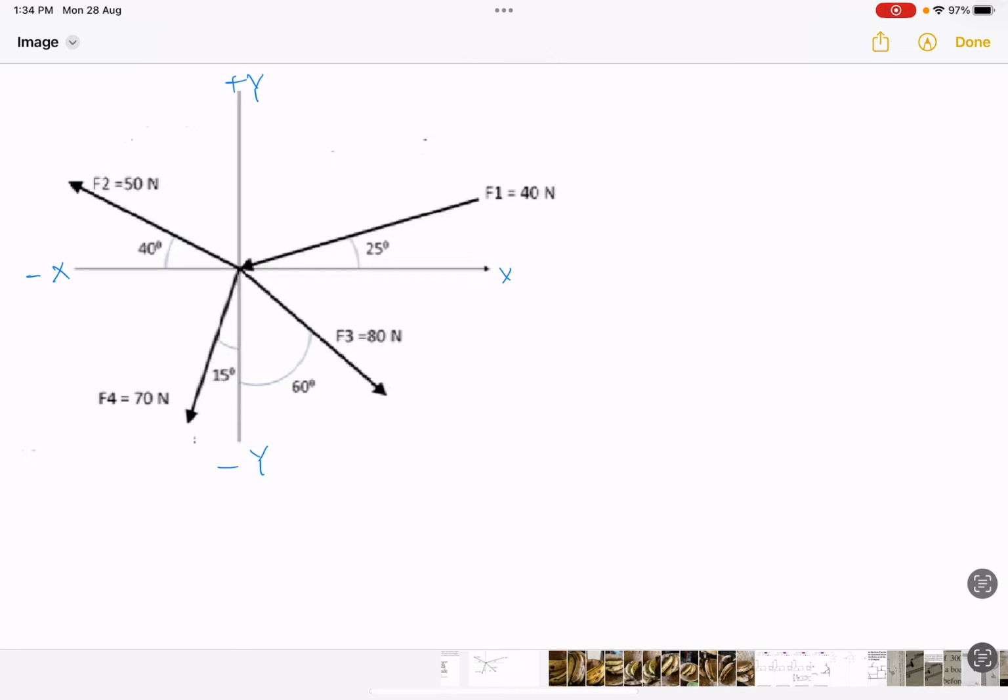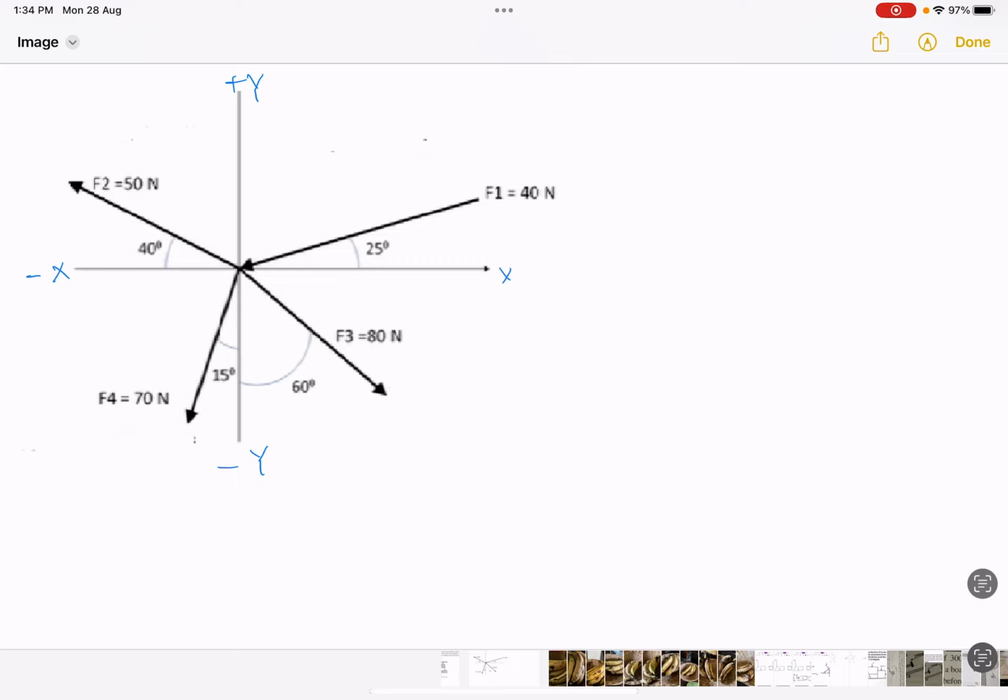Step number one is, suppose you want to resolve the forces in x and y direction, and here we have F1, F2, F3 and F4, four forces. Their directions, how they are acting, the angles which they are making with x or y axis, everything is given here. Let's now first state three rules which you have to follow.